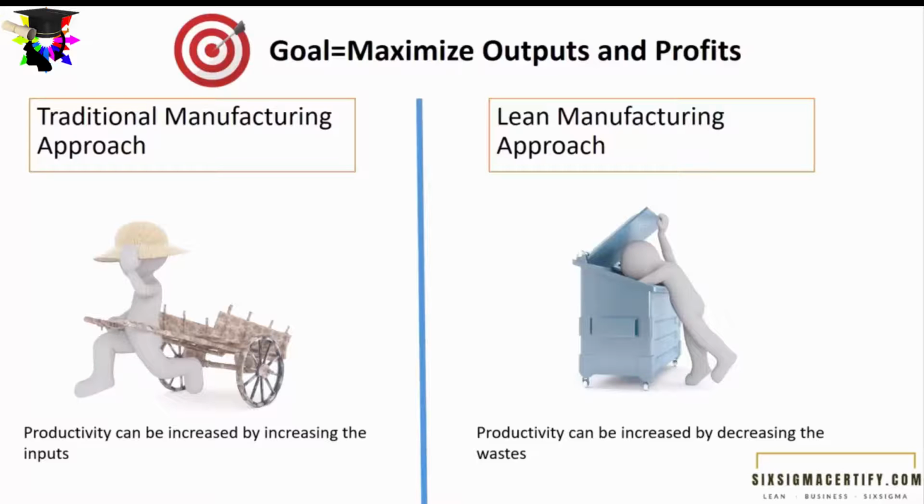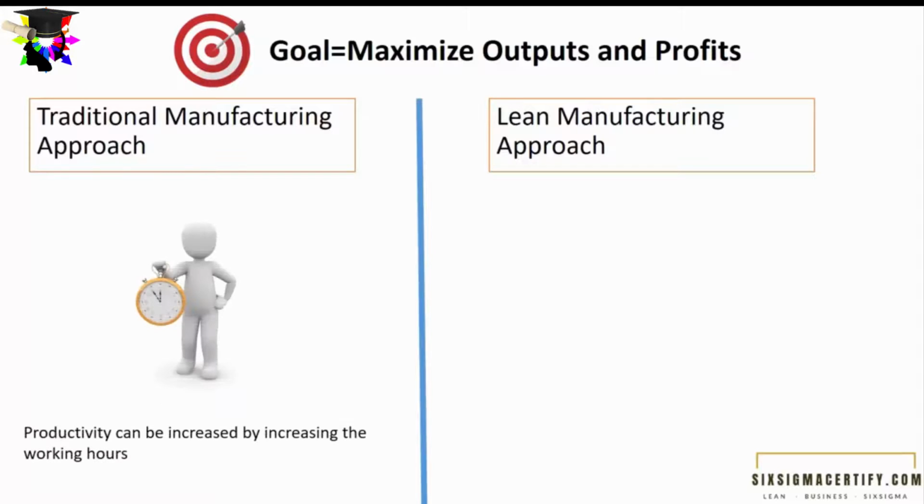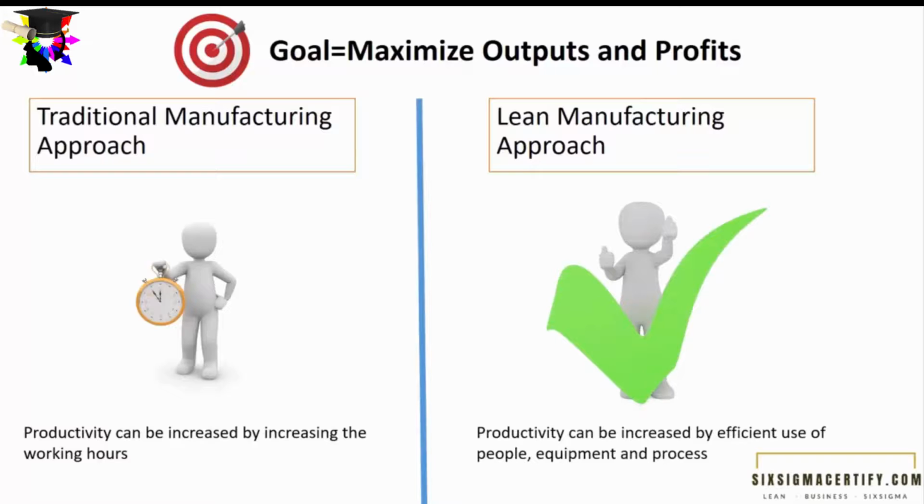But waste can also be caused due to various other activities such as overprocessing, unnecessary motion or transfer, use of inefficient people or the waste of talents, or there may be waste caused due to various kinds of defects. We will study about 8 kinds of waste later in this course. Similarly, the traditional manufacturing approach believes that productivity can be increased by increasing the working hours. The lean manufacturing approach, on the other hand, believes that productivity can be increased by efficient use of people, equipment, and process only.